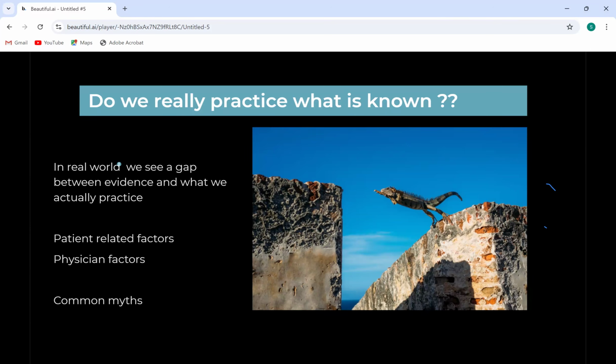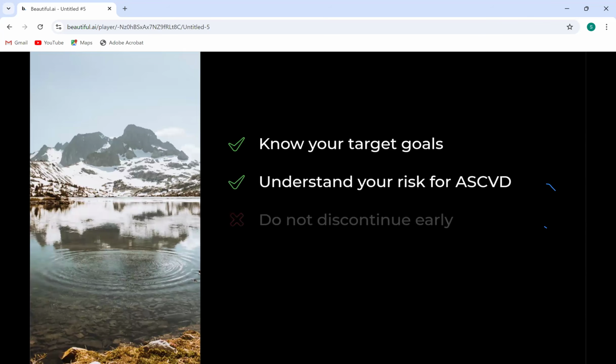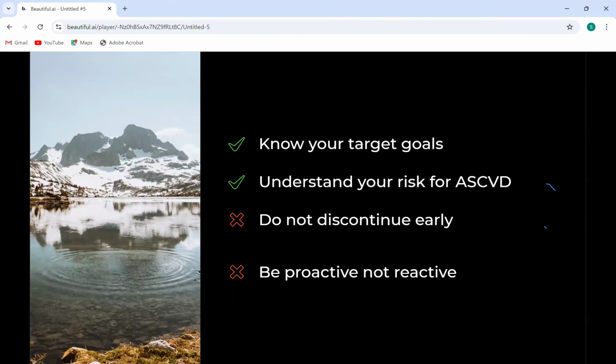That is related to some of the patient factors, physician factors, and common myths, because sometimes physicians do practice what the evidence says, but depending on the patient's response or compliance, the practice could change. So know your target goals, understand your risk of atherosclerotic cardiovascular disease, and do not discontinue early. That's another thing all of you would have faced: you start patients on treatment for a shorter duration, and the moment you stop, within a few months, they come back saying their levels are back to what they were.